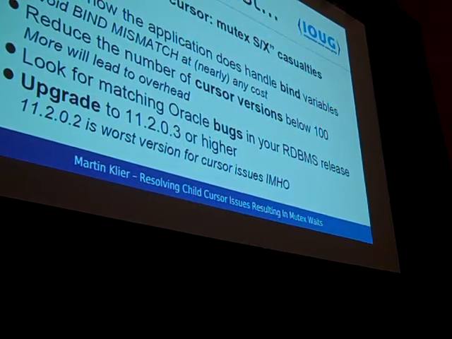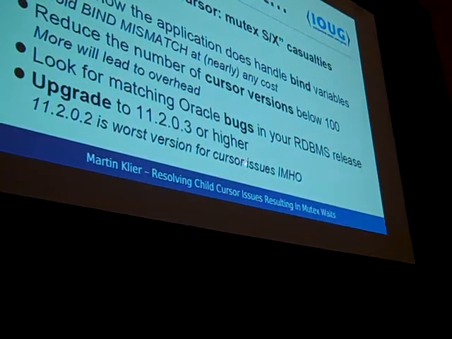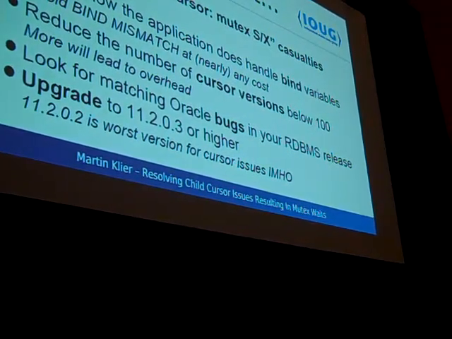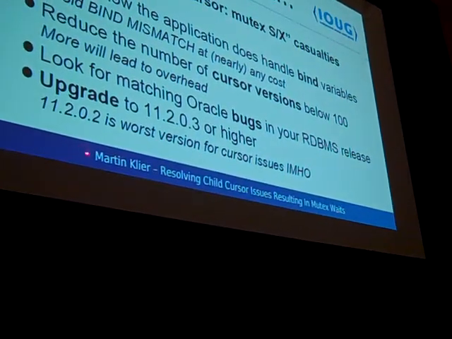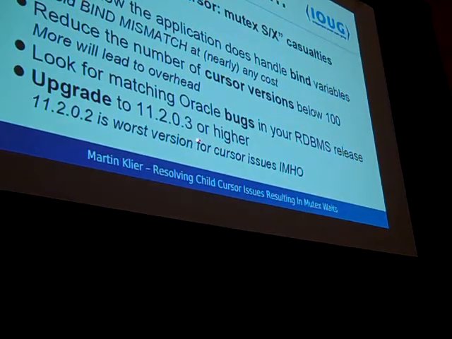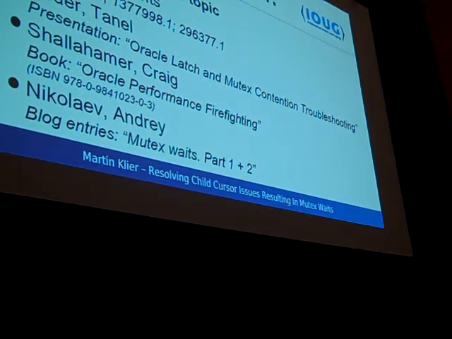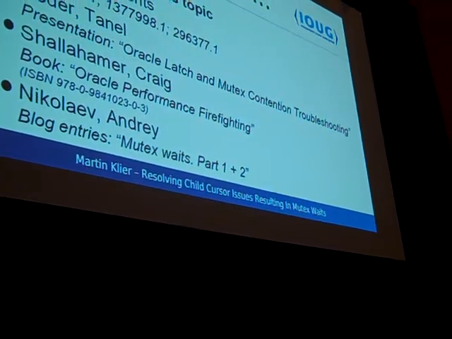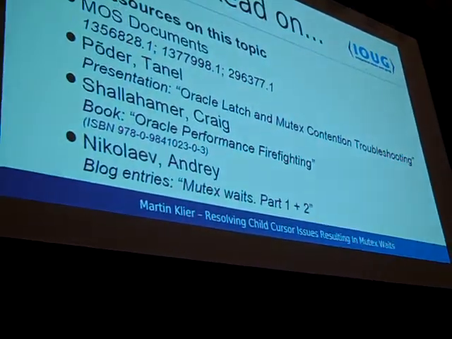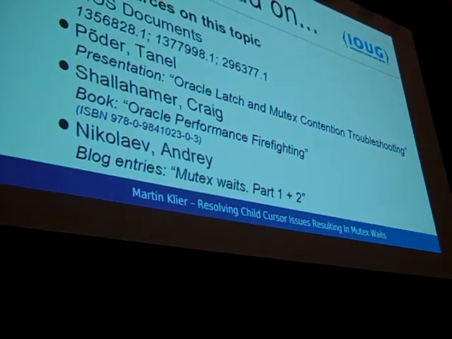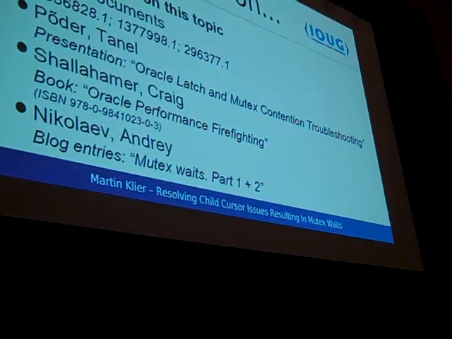Do not believe that all faults are your faults. Check if your RDBMS has bugs, because they are common. And go to 11.2.0.3 if you're on 11.2. 11.2.0.2 was no improvement. Go to 203 if possible in any way. More resources are the support documents, a cool presentation from Tanel Poder, the book of Craig, and the blog entries on mutex waits from Andrey Nikolaev. They have been great sources, and they have been a great help for questions in this case.